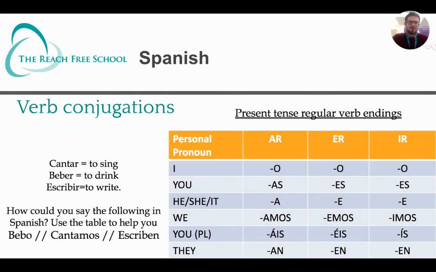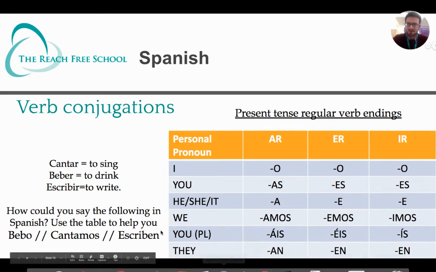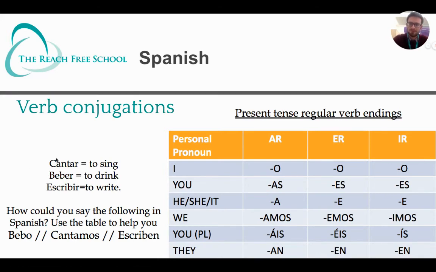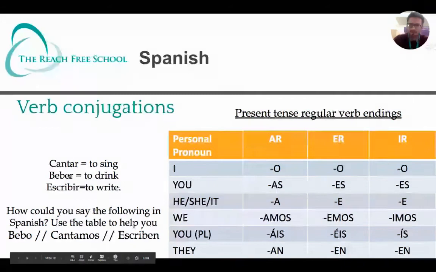The answer to the verb conjugations question that I set at the beginning is to say I drink is bebo, to say we sing is cantamos, and they write is escriben. What you have to do is you have your infinitives here. You have to take off the last 2 letters, so either the AR, ER, or IR. So in the case of bebo, for I drink, you take off the ER.